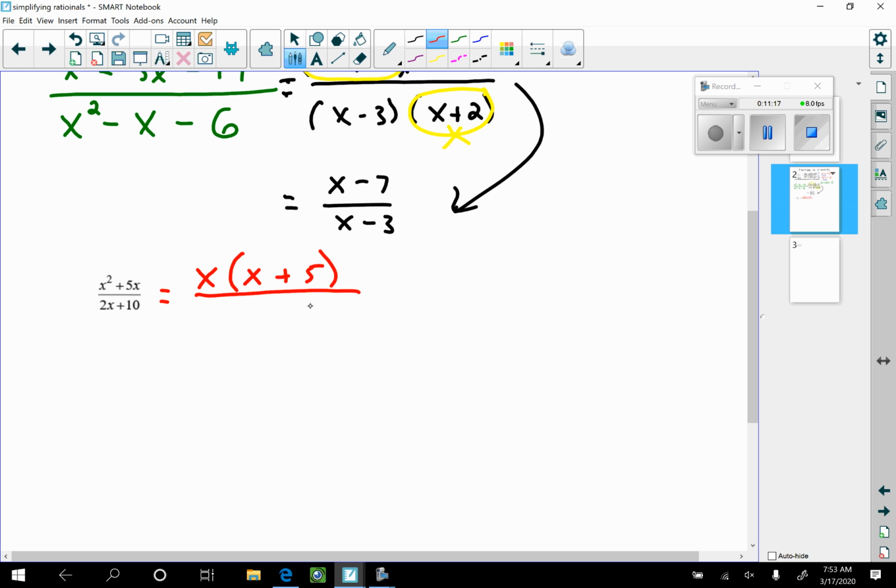I bet this one doesn't factor either. Let's factor a 2 out of that rascal. 2 times what is 2x? And 2 times 5. It does. It does indeed. Look, here you go. Here's your like factor. x over 5 and x over 5.